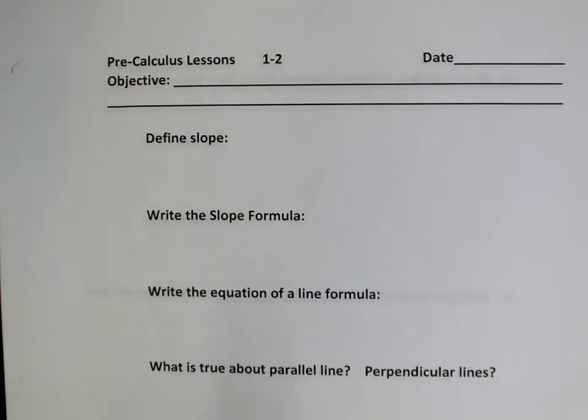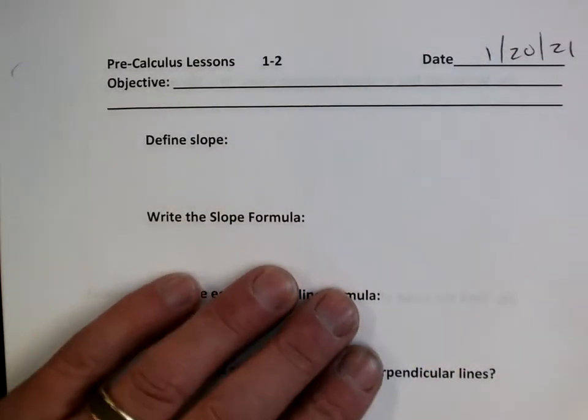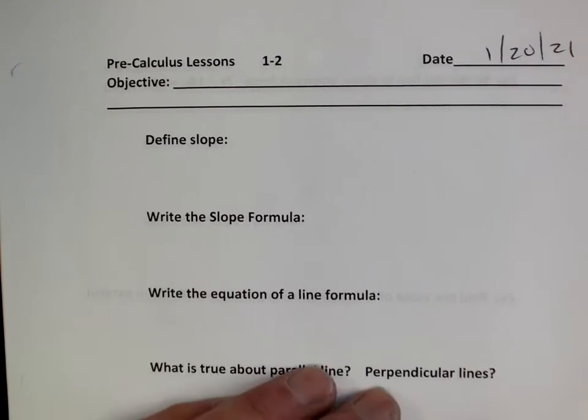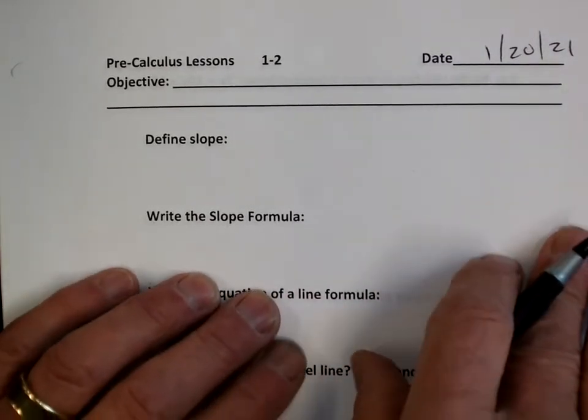Okay, so today's date is 1/20/21. First female vice president of the United States just got sworn in today. Whether you are Republican or Democrat, that is definitely history.